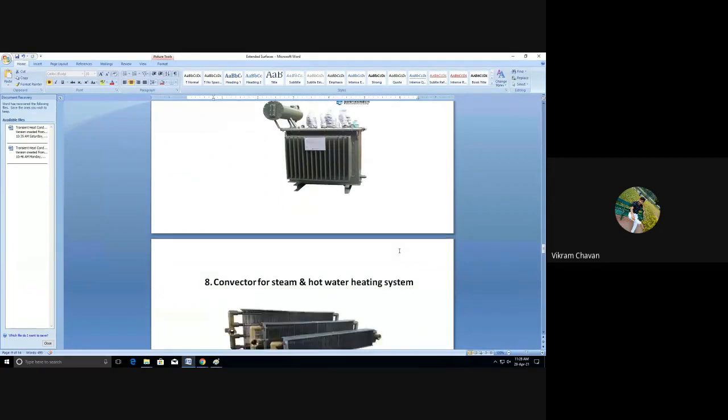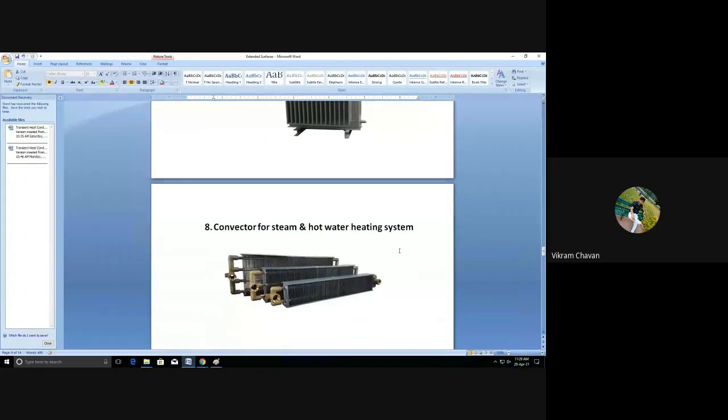Next, eighth one, convectors for steam and hot water heating system.